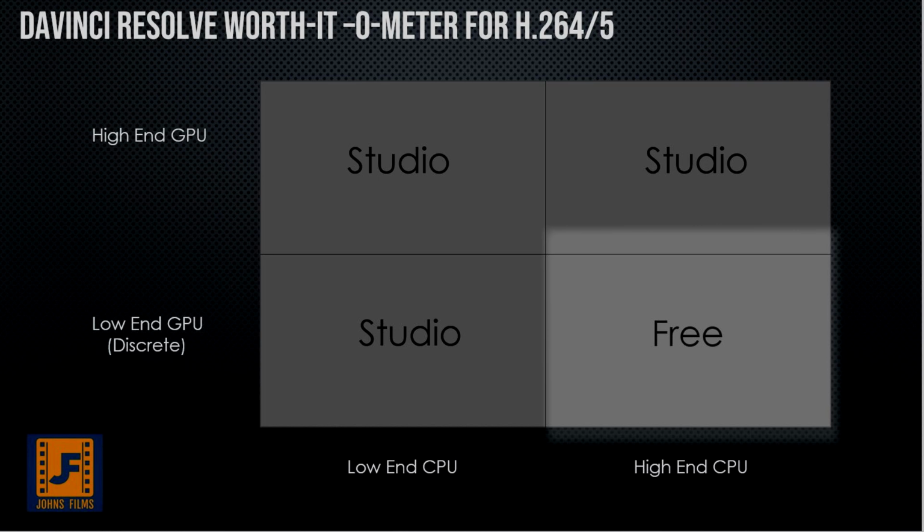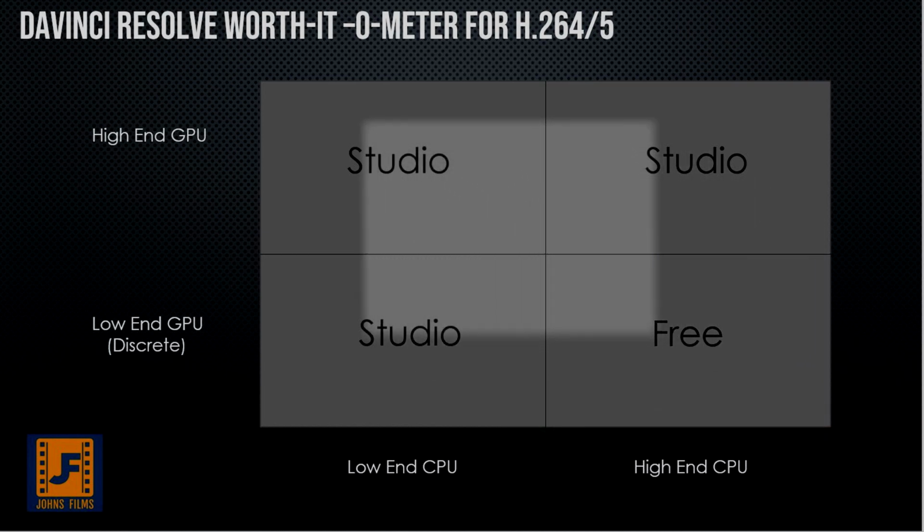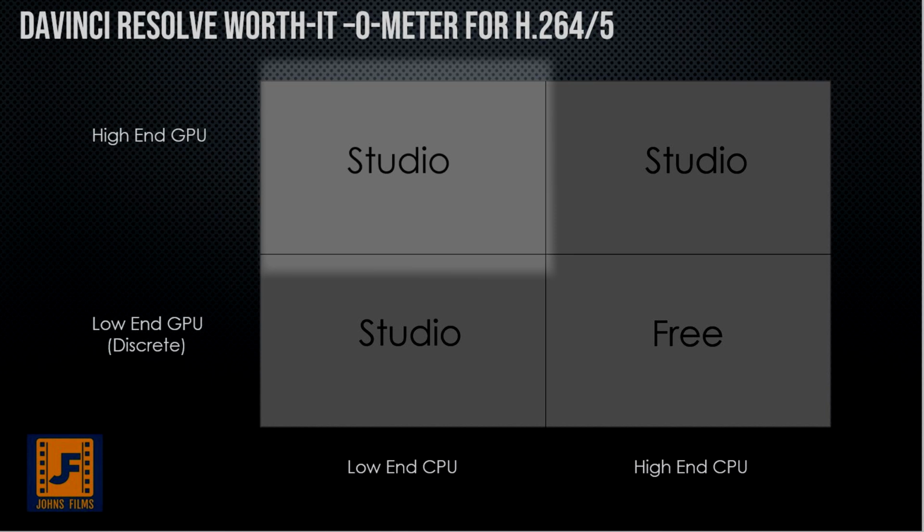Why? Because the Studio license for Resolve has always been a perpetual license. It goes from version to version to version. My first license was for DaVinci Resolve 12.5. We're on 16, got 17, hopefully around the corner. No big deal. So what do you do if you're on a high-end GPU and a low-end CPU?